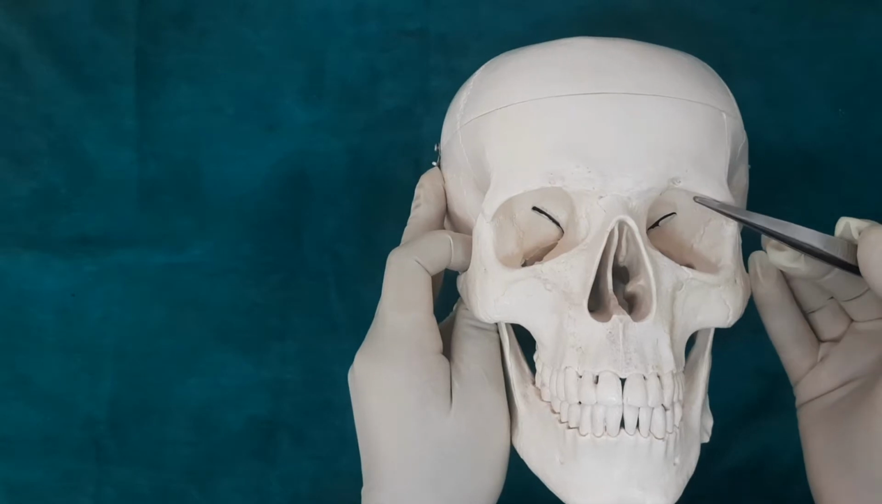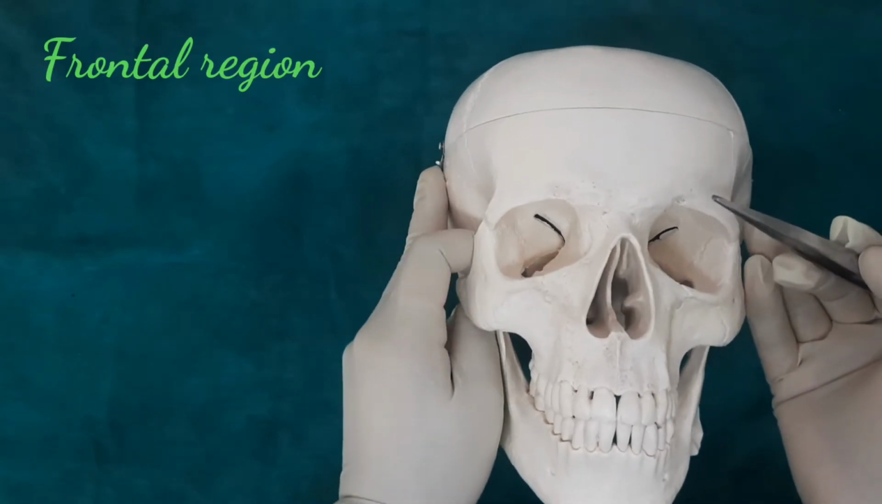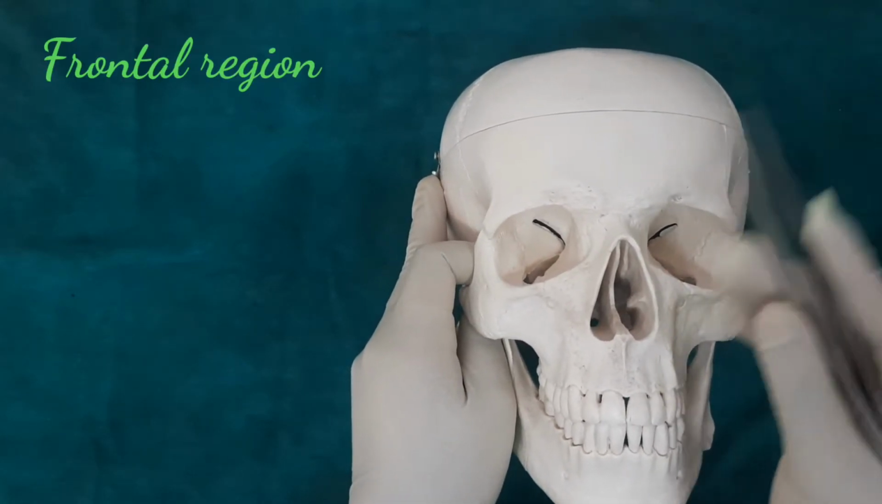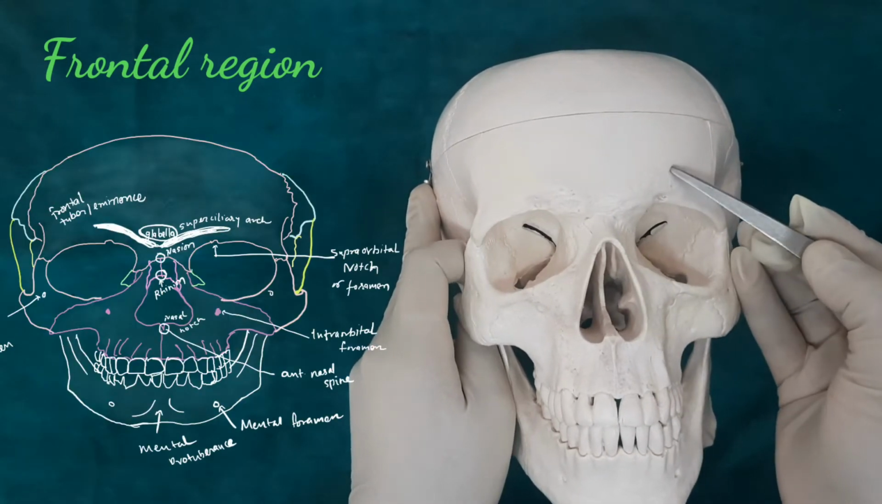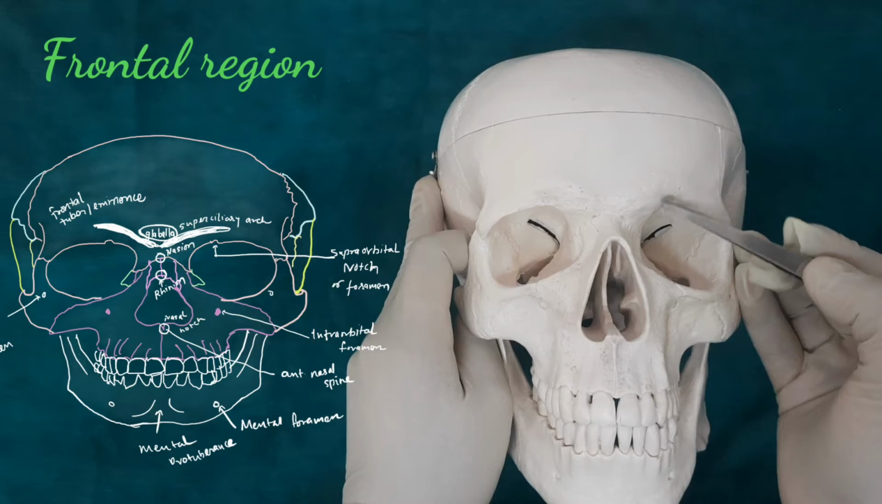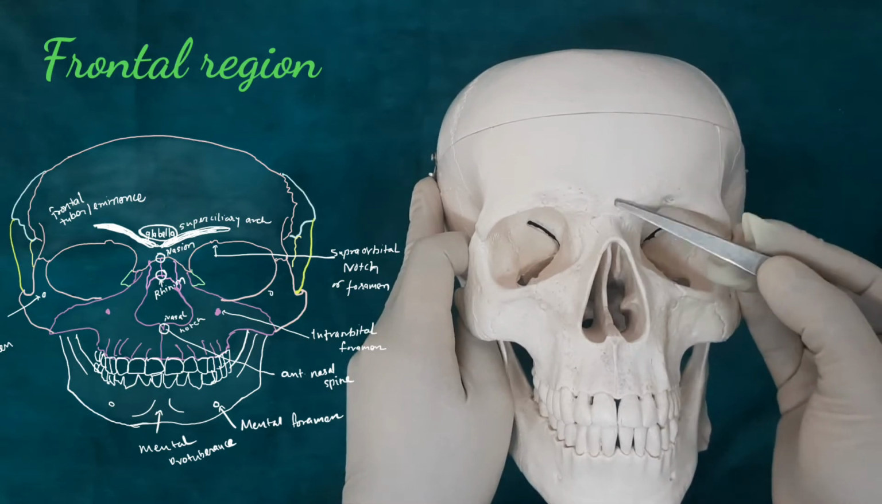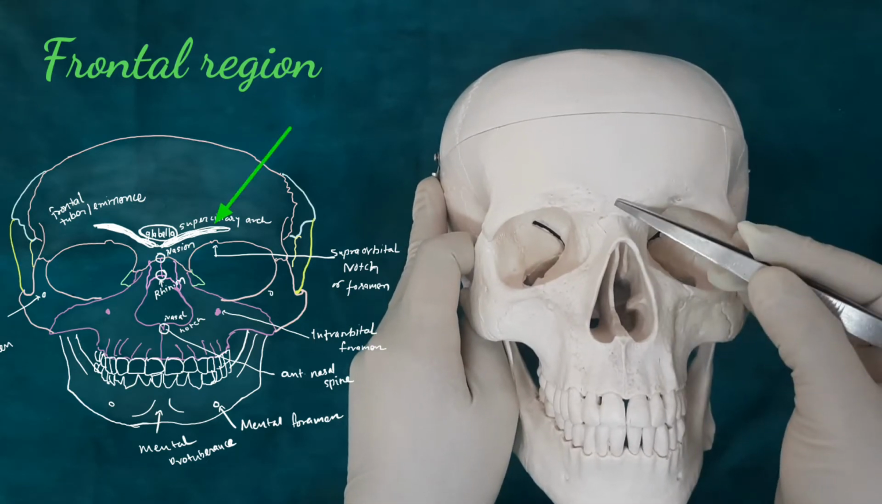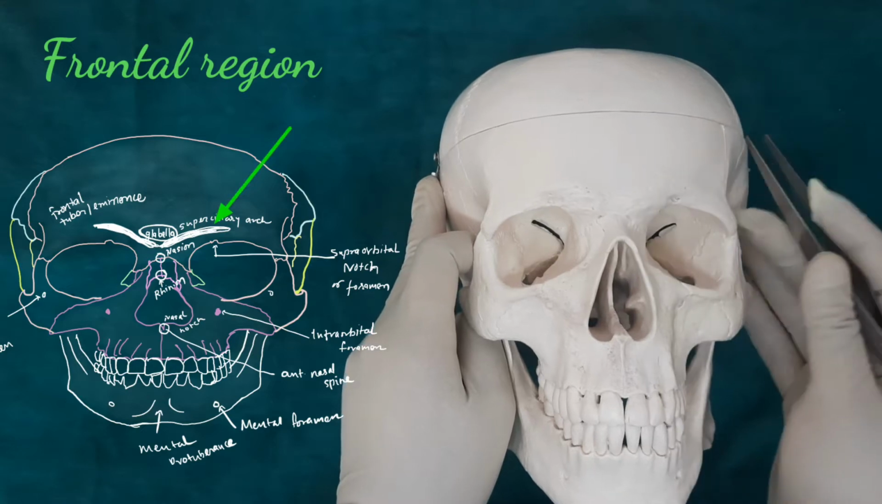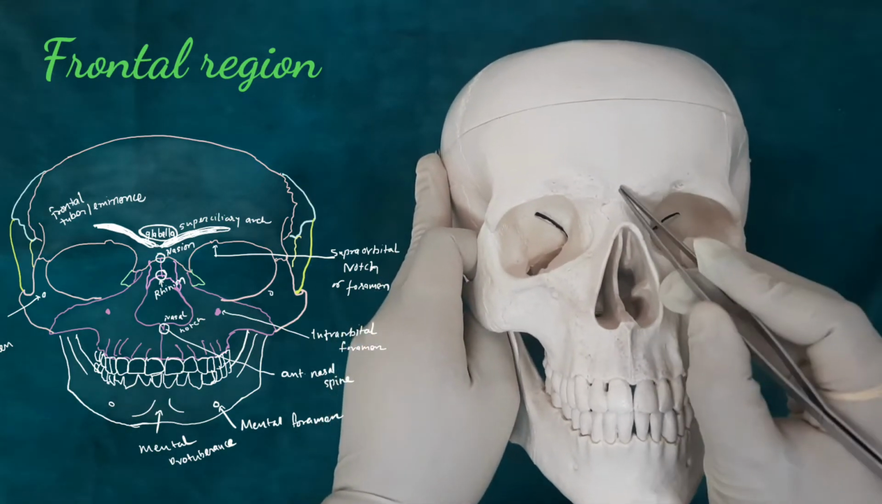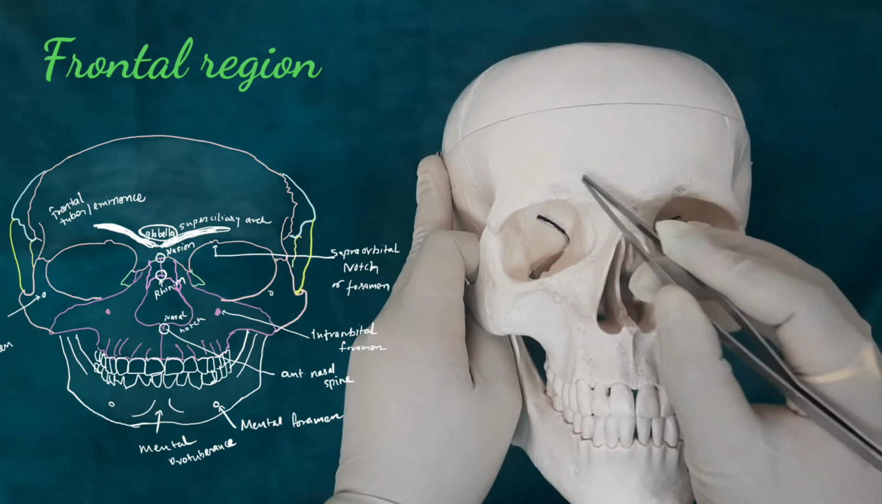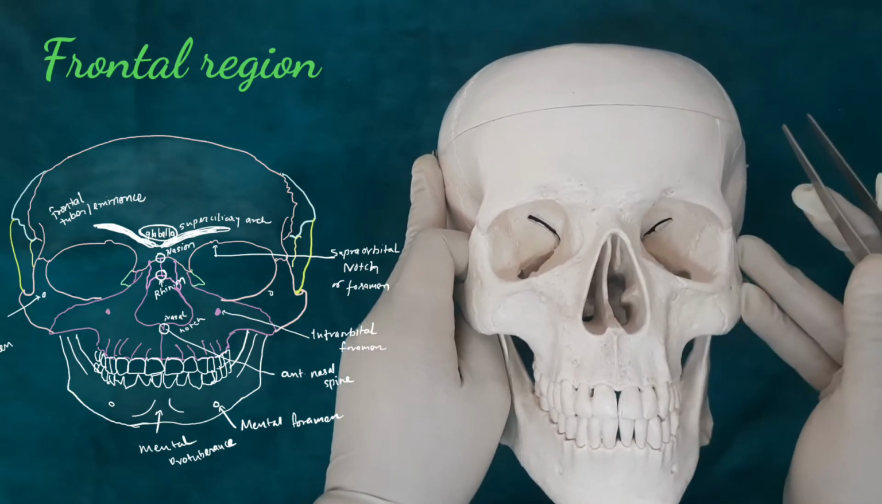Now let us see the frontal region. The frontal region has some features like the superciliary arch. It is a rounded curved elevation situated just above the medial part of the orbit. It overlies the frontal sinus and it is better marked in males than females. Another one is the glabella. It is a median elevation which connects the two superciliary arches.